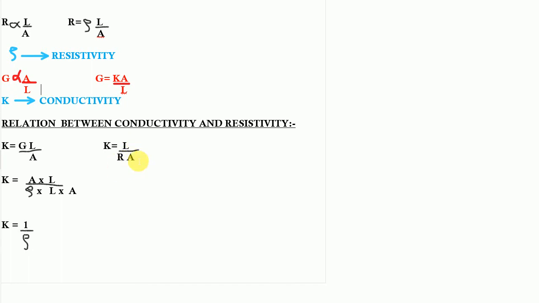Now what is the value of R which you have got over here? Rho into L upon A. Substituting the value of R in this equation, this L upon A I have written as it is over here, and this R I have substituted as rho into L upon A. This L and this L get cancelled, and this A and A get cancelled, and we have got the relation between conductivity and resistivity: conductivity is equal to 1 upon resistivity. So we have got conductance is equal to 1 upon resistance, and we have also got conductivity is equal to 1 upon resistivity.